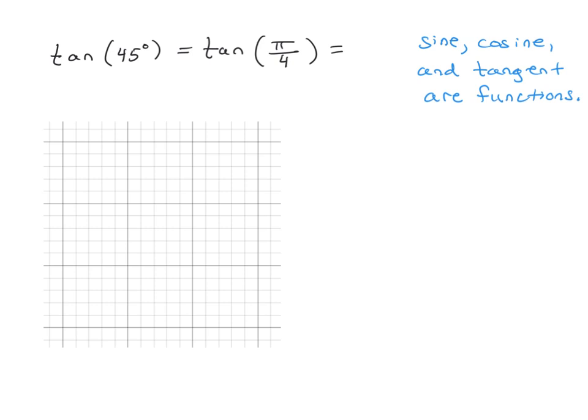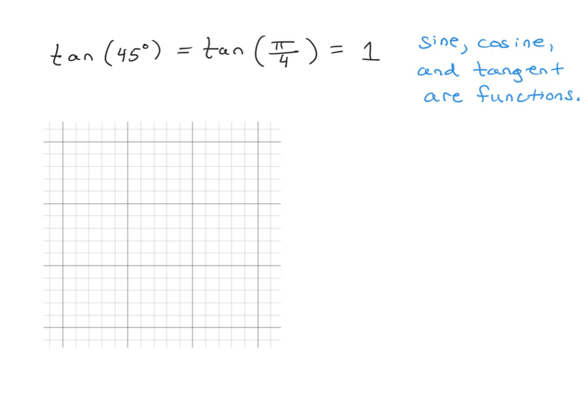And you can check this if your calculator is in degree mode. Tangent of 45 degrees is always equal to 1. It'll never be equal to anything else. Same thing goes if you're using radians. If you plug in pi over 4, you also get 1. The reason for this is these are defined as the ratios of sides in a right triangle.